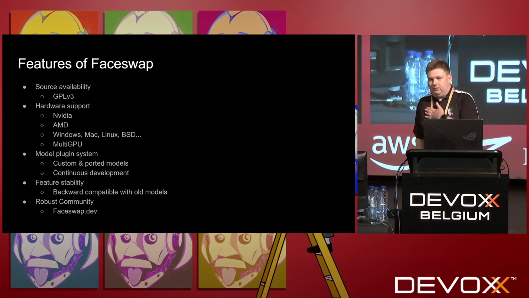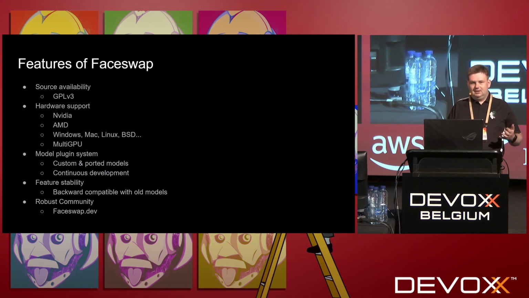So, Faceswap itself. Why do we think that Faceswap is the best? Well, first of all, we have full source availability. We are open source, GPL3. Anyone can download it, use it, modify it any way they see fit. We also have a very wide variety of hardware support, starting with NVIDIA GPUs, AMD GPUs. We also support Windows, Mac, Linux, BSD, pretty much anything that has a Python interpreter you can run Faceswap on, although you might not get the best speeds unless you are running with an NVIDIA or AMD graphics card.